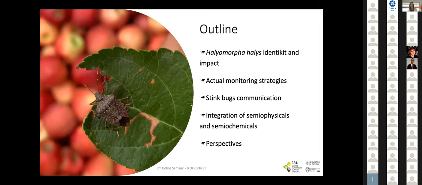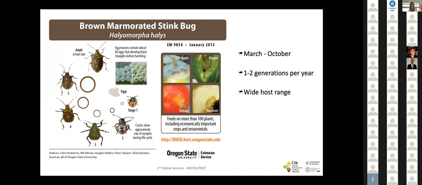I will start with a brief introduction of the species, even if I think everybody knows it, unfortunately, more or less, and what the actual monitoring strategies are that are used, and what the issues of these strategies are, and so why we need to study the communication of this species in a deeper way, and how we can integrate semiophysicals and semiochemicals to control it. And I will sum up everything with a very short perspectives section.